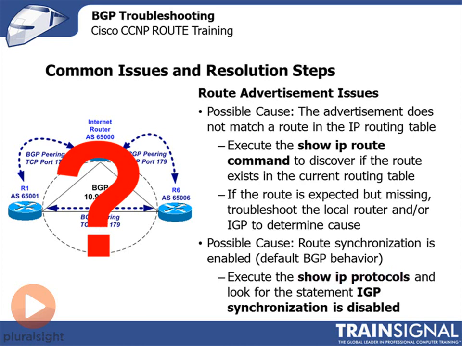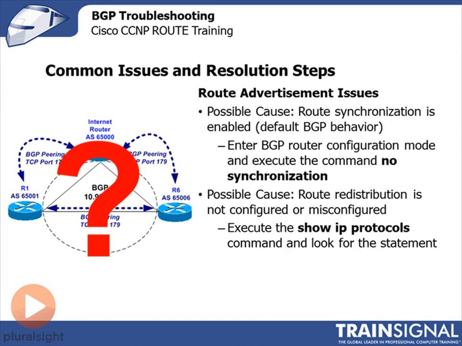Another reason why IP routes might not be appearing in BGP just simply has to do with the process called synchronization. Synchronization basically means that it has to exist in the IP routing table through an IGP, static routes, or other means, or BGP will not advertise the route. If you execute the show IP protocols command, look for the statement IGP synchronization is enabled or disabled. If it's enabled, you need to go back into the BGP configuration and put in the no synchronization command in order for that behavior to be turned off.